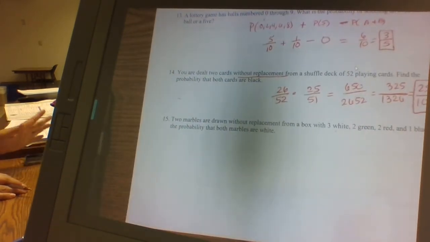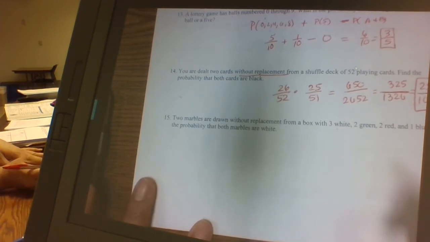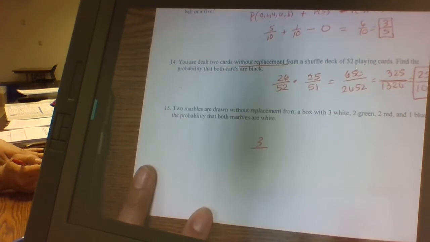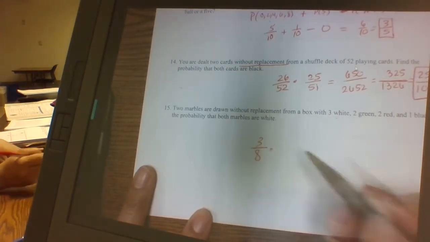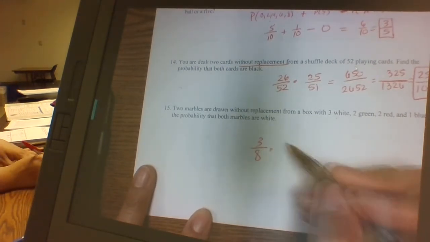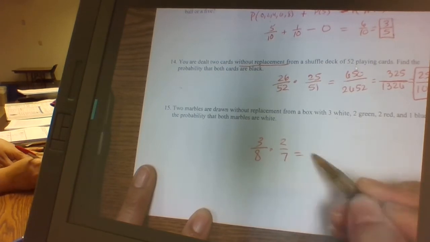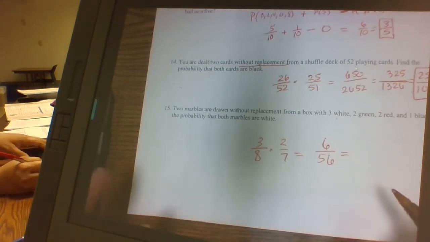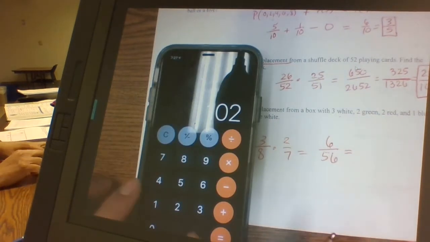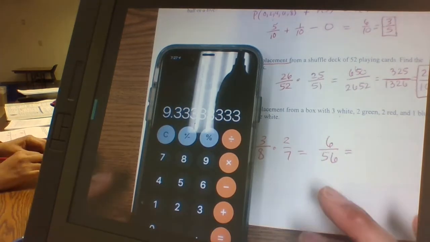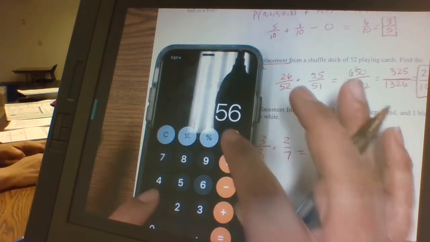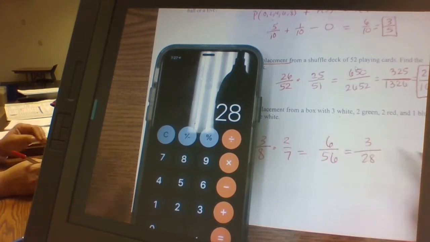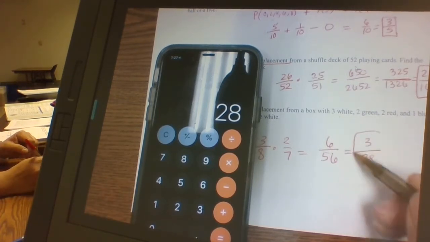So first of all, what are the chances the first one is white? 3 out of 8. What is the probability the next one is white? 2 out of 7. And this becomes 6 over 56. Could this be reduced? Yes, by 2. 56 divided by 2 is 28, 6 divided by 2 is 3. Could those be reduced? Nope, that's it.